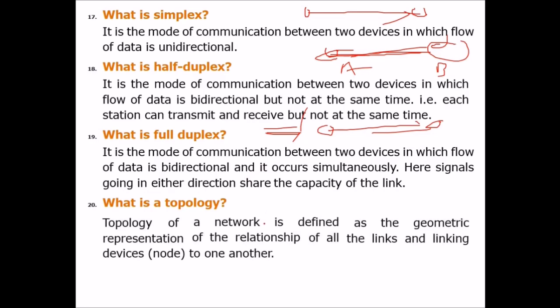What is topology? Topology of a network is defined as the geometric representation of the relationship of all the links and linking devices to one another. How they are linked, how they are communicating. So a graphical representation, as you can understand, is a topology. But there are standards for topology also.